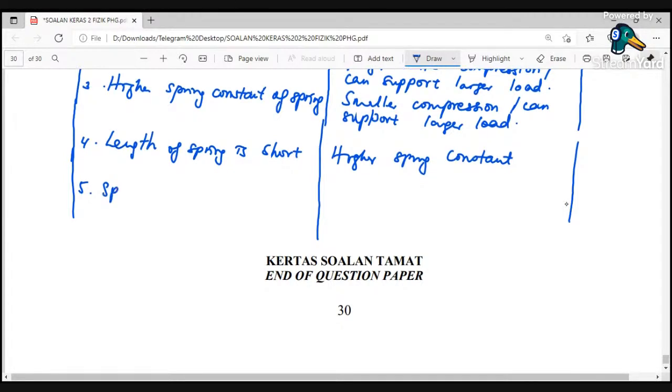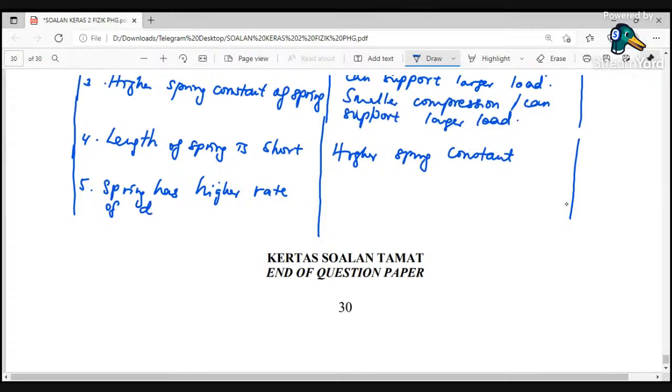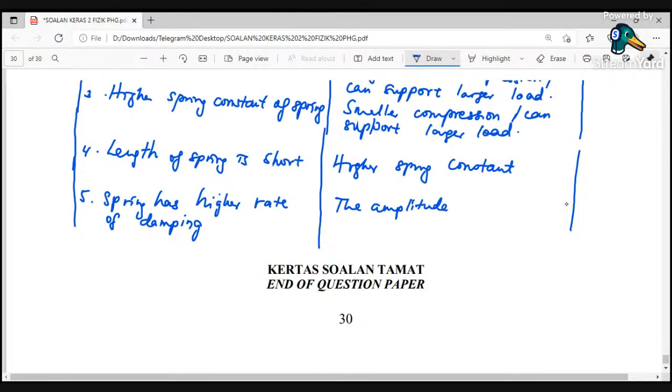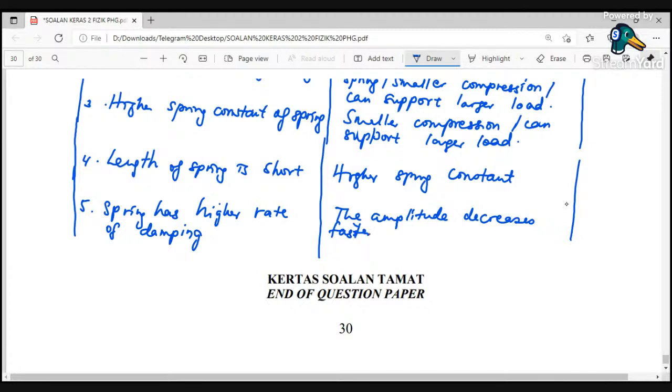Spring has higher rate of damping. So the amplitude damping process is faster, to reduce bounce.